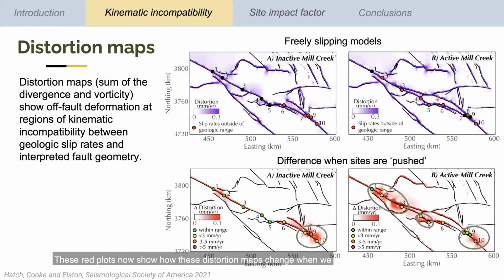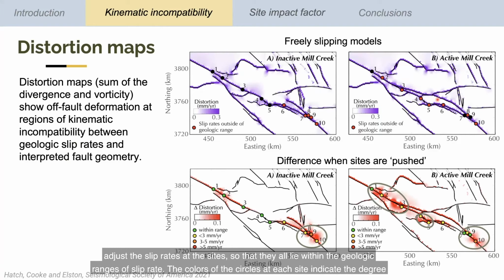These red plots now show how the distortion maps change when we adjust the slip rates at the sites so that they all lie within the geologic ranges of slip rate. The colors of the circles at each site indicate the degree of adjustment. Green are sites that fell within the geologic ranges and were not adjusted. Yellow sites were adjusted a little bit, and then warmer colors were adjusted by greater amounts. The gray ellipses highlight the regions where we see significant off-fault distortion, which signals significant increases in kinematic incompatibility between the fault geometry and the geologic slip rates.